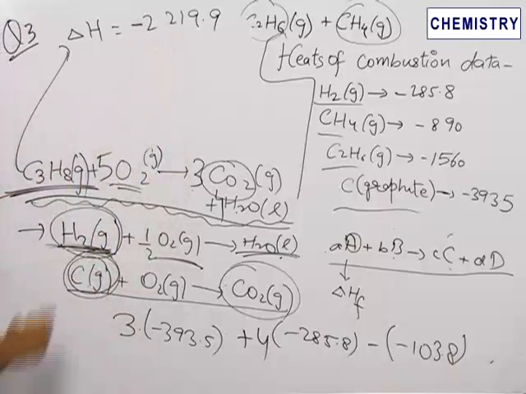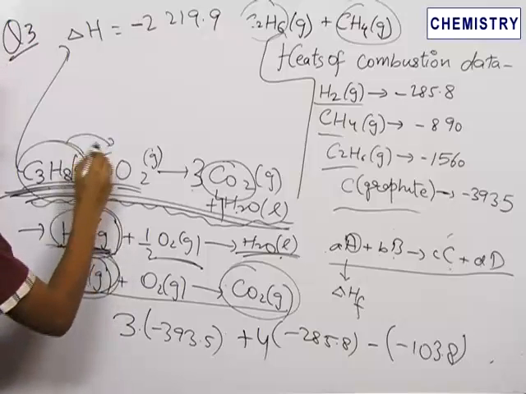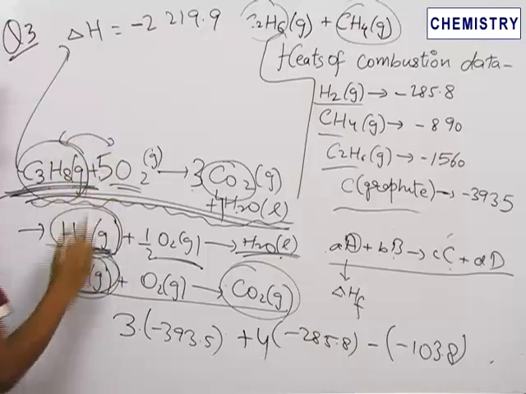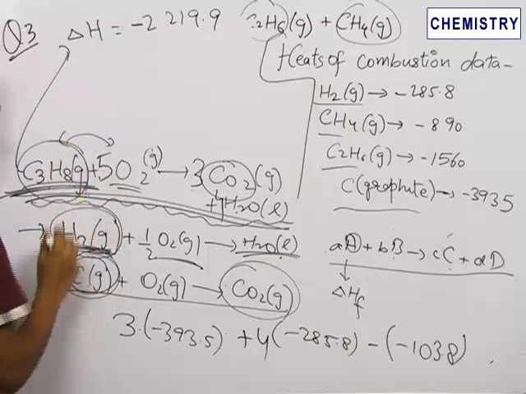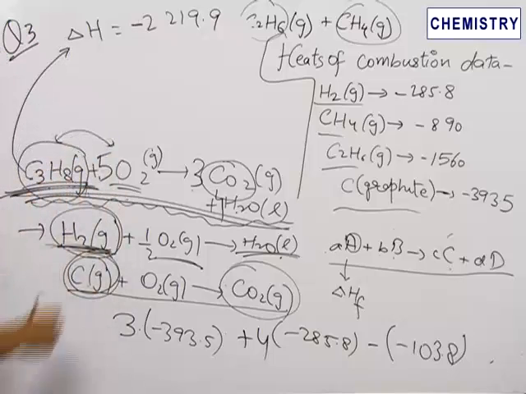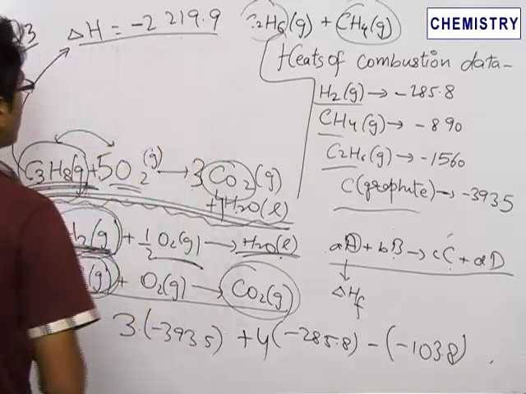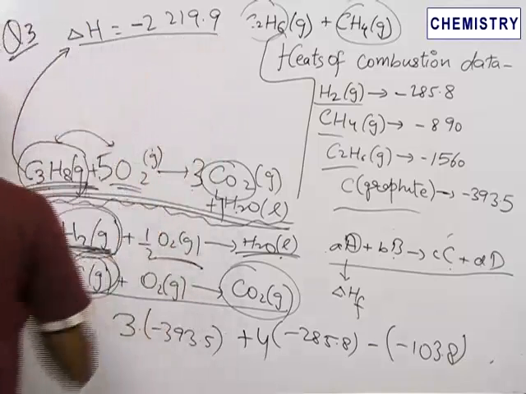But what we see is that the enthalpy of this reaction is the same as the enthalpy of combustion of C3H8, because this reaction is the combustion reaction of C3H8. It is a reaction of C3H8 with oxygen, and this is a combustion reaction. Hence the enthalpy of this reaction is the same as the enthalpy of combustion of C3H8. Hence we get the heat of combustion of C3H8 as minus 2219.9 kilocalories per mole.